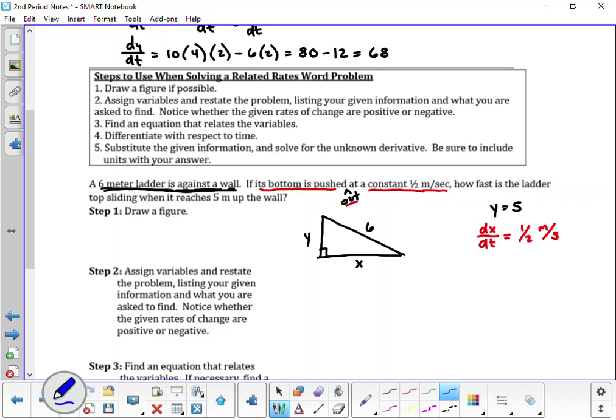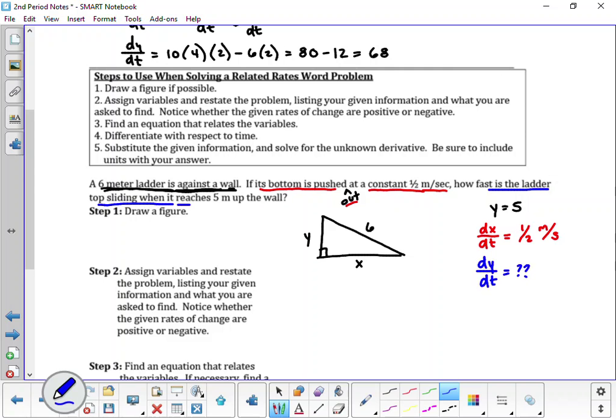Okay, now we want to know how fast the ladder top is sliding. So how do I figure out how fast the ladder top is sliding? That's what rate? Good. That's dy dt. That's what I want to know, right? Okay, so here I have the rate that I know and I have the rate that I want.